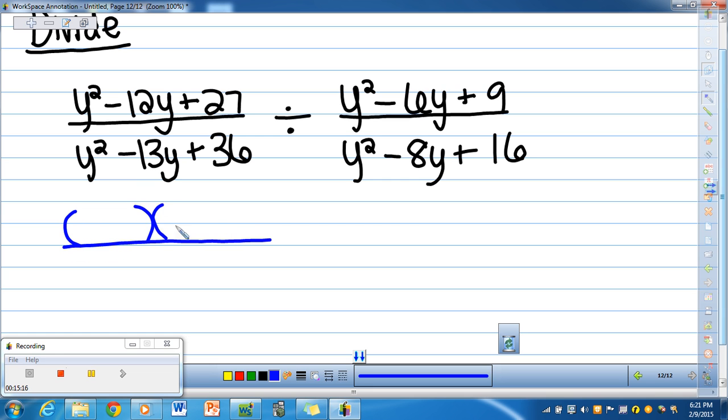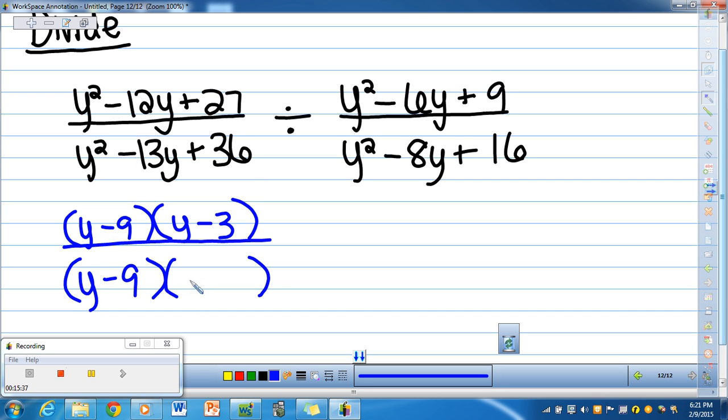For our first expression, get our parentheses set up. Let's see, we want two numbers that multiply to 27 and add to negative 12. So we can do negative 9 and negative 3. On the bottom, multiplies to 36, adds to negative 13: negative 9 and negative 4. We'll go ahead and continue to write it as the division problem.